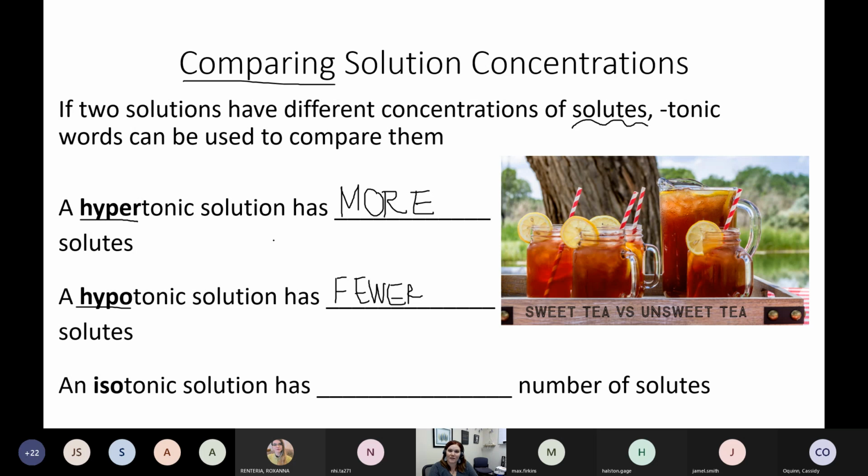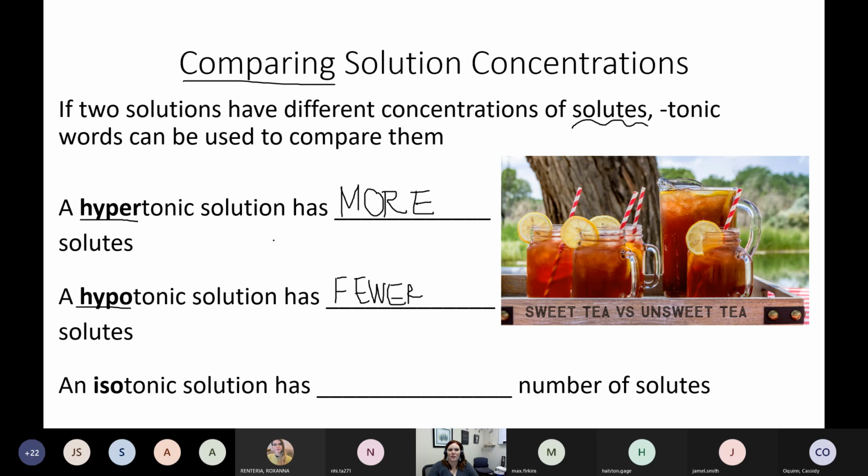So let's think about this for a moment. If our options are sweet tea and unsweetened tea, which of those would you say is the hypertonic solution? Based on our discussion of that word, which one would we say is hypertonic? Or to put it in easy words, which one has more sugar? Exactly. What makes sweet tea what you want to drink is the sugar that's inside of it. So sweet tea, we would say, is hypertonic to unsweetened tea. Sweet tea has more sugar in it than unsweetened tea does.